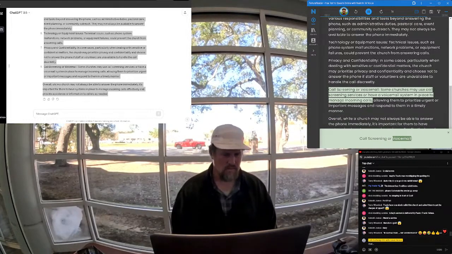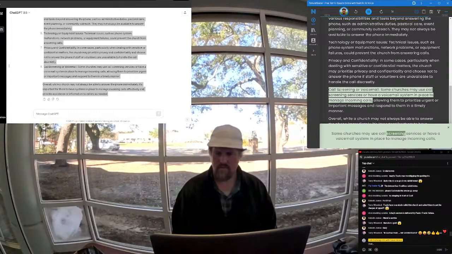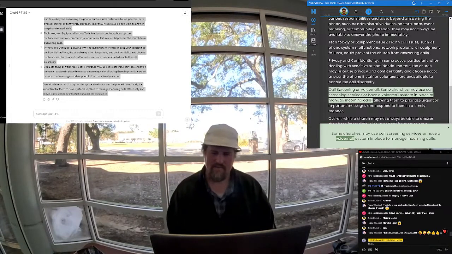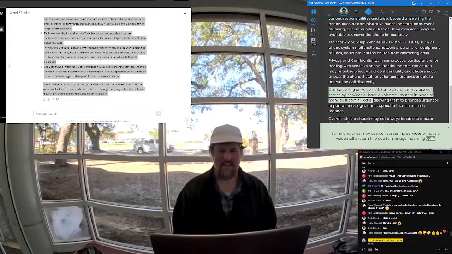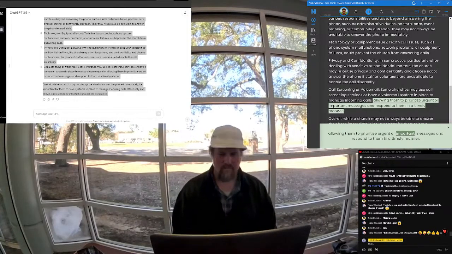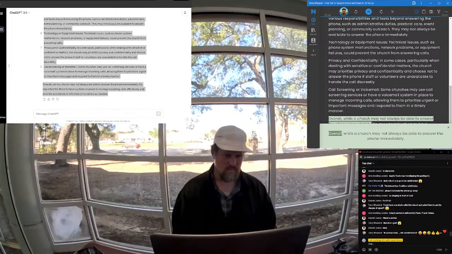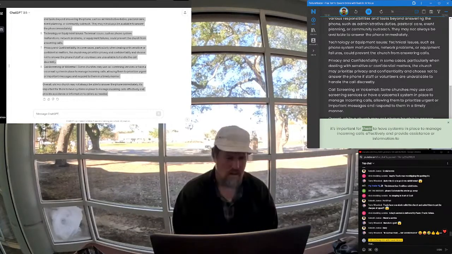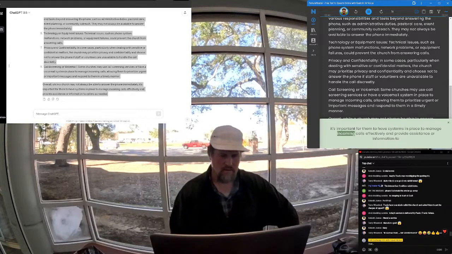Call screening or voicemail. Some churches may use call screening services or have a voicemail system in place to manage incoming calls, allowing them to prioritize urgent or important messages and respond to them in a timely manner. Overall, while a church may not always be able to answer the phone immediately, it's important for them to have systems in place to manage incoming calls effectively and provide assistance or information to callers as needed.